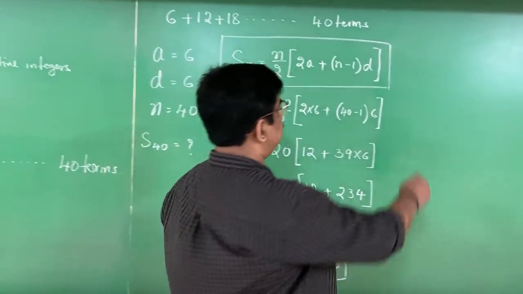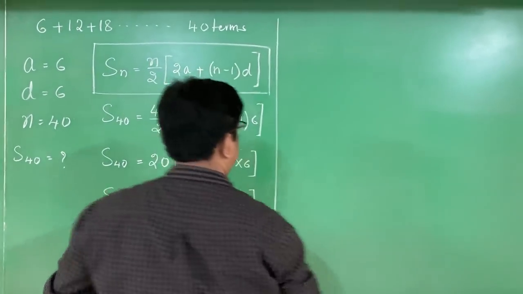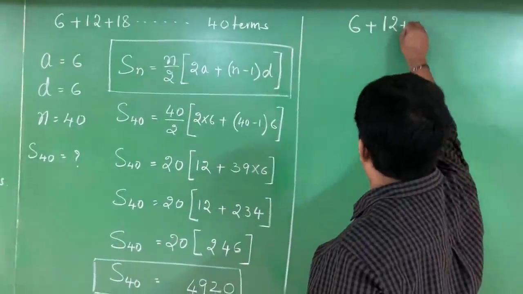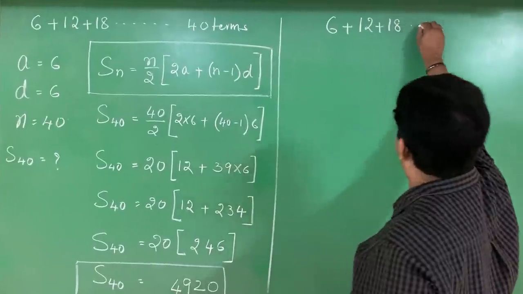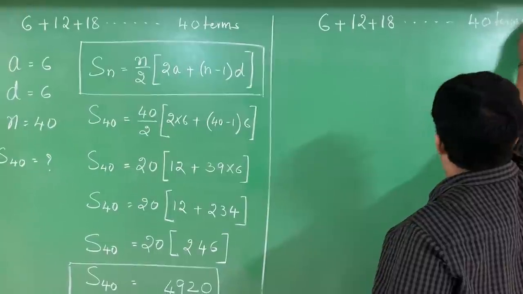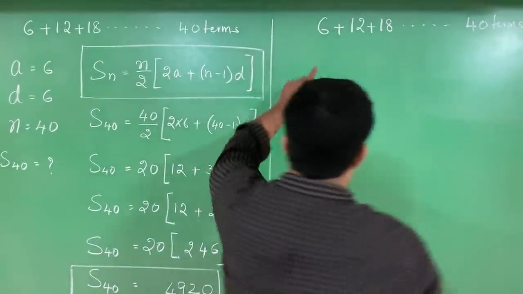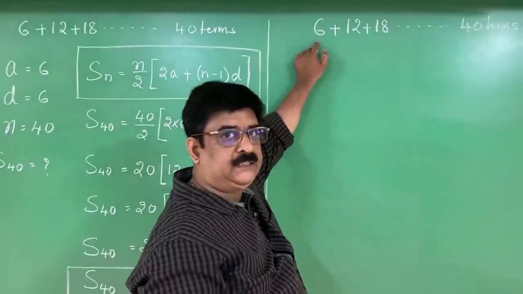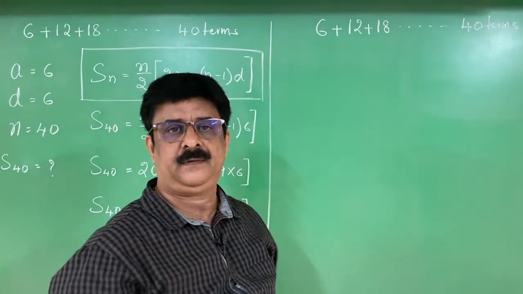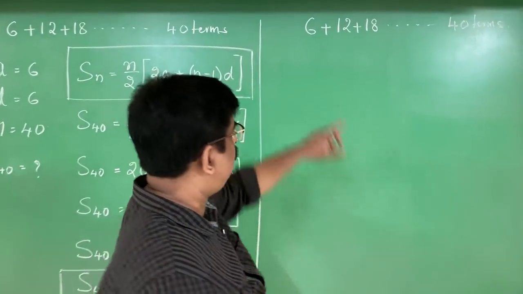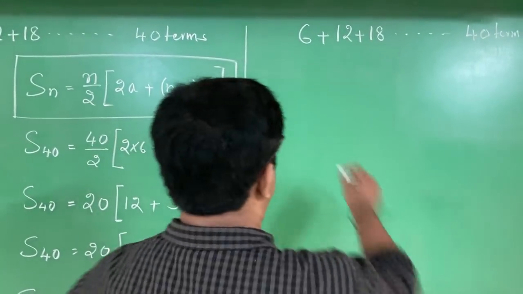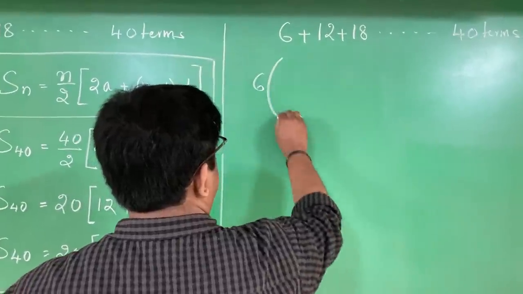The next method is, see here, this is the intelligent method. 6 plus 12 plus 18 up to how many terms? 40 terms. All these numbers are divisible by 6. Therefore, I can take 6 as a common factor. All numbers are divisible by 6. That is the knowledge you should have. Remove 6 from this.